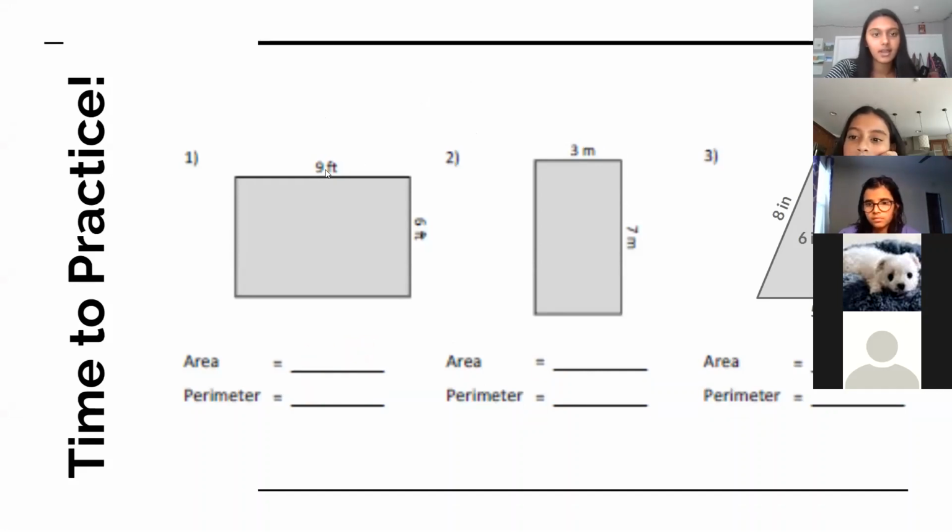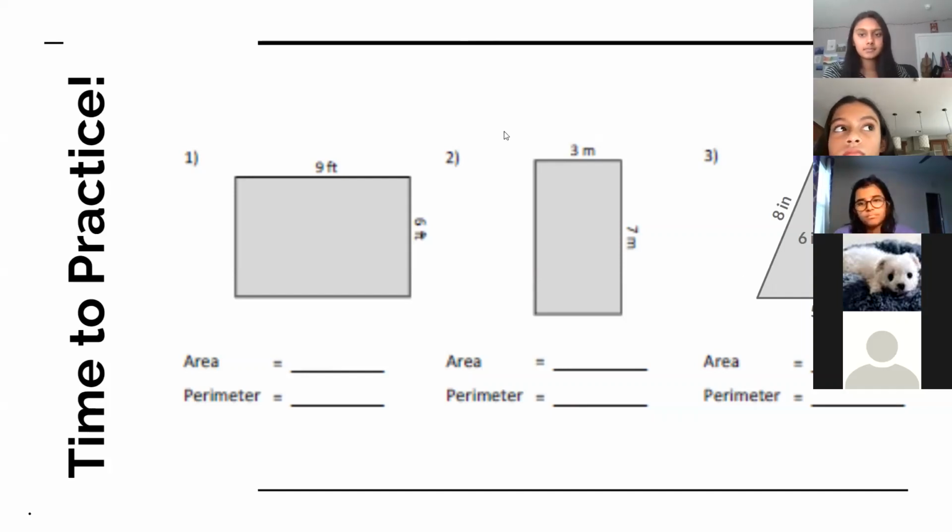Okay, so the area, how do we get area? Somebody can say it out loud. One person at a time. I think Ridima is talking. Ridima, you can talk. It's length times width. Yeah. So can you walk us through this? What are we gonna do here?